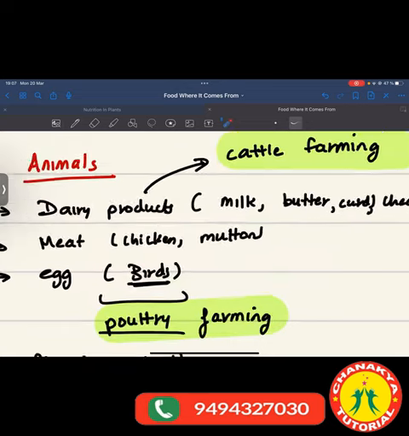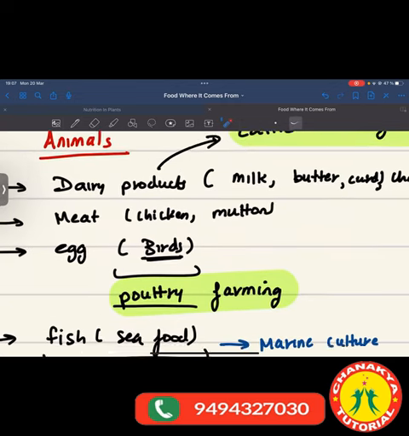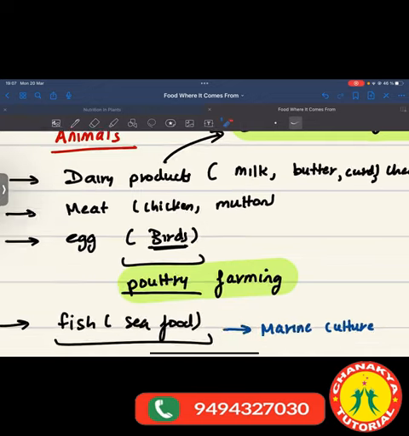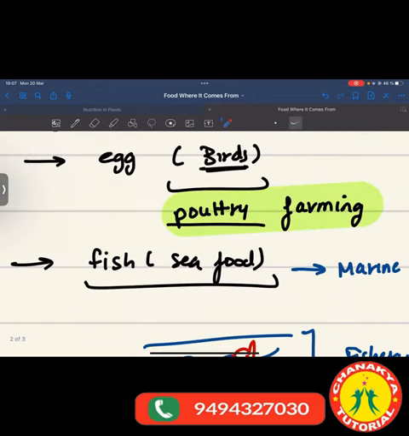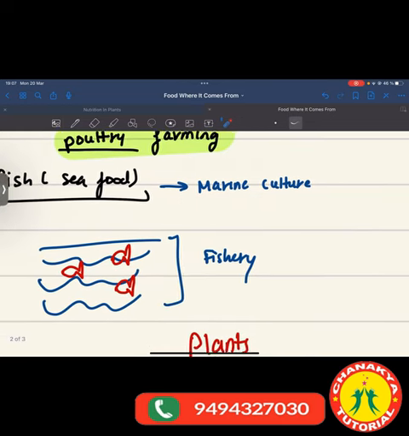The animals from which we get dairy products are known as cattle. The birds, not animals, birds from which we get meat or eggs, they are known as poultry. So poultry farming is done in a large farm. Hens and chickens, all these birds are grown. And we also get fish, that is basically seafood. And this is called marine culture or fishery. It's also known as fishery.